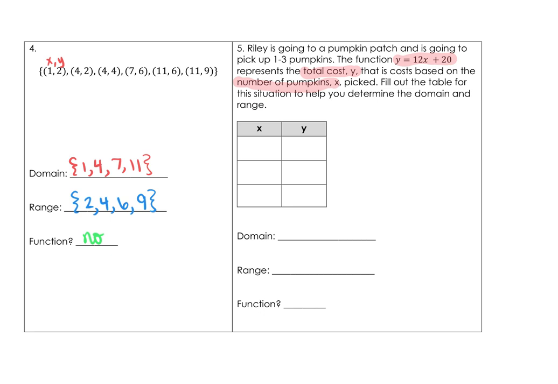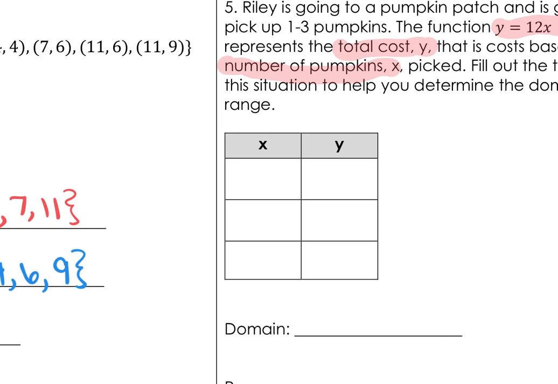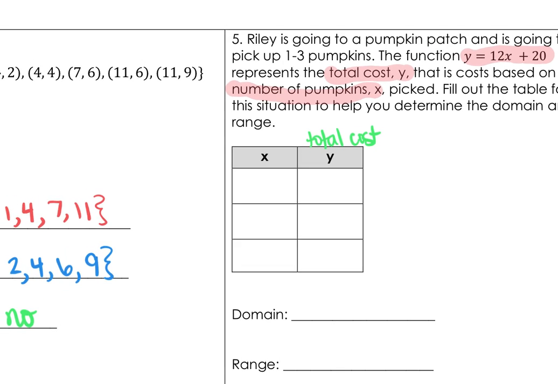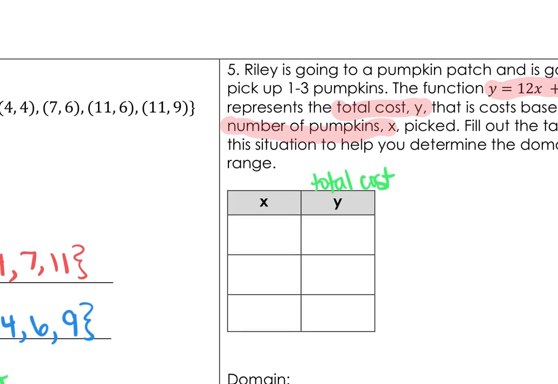So, remember, we've got 2 variables, x and y. X is your domain, range is your y, and this story tells us what both variables represent. It says that the total cost is y. So over here on the y, we've got total cost. And then it tells us that the number of pumpkins is our x.